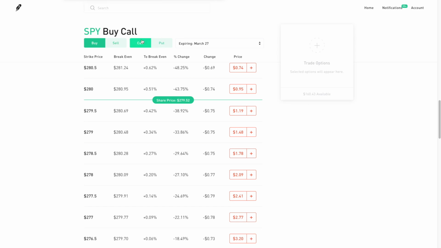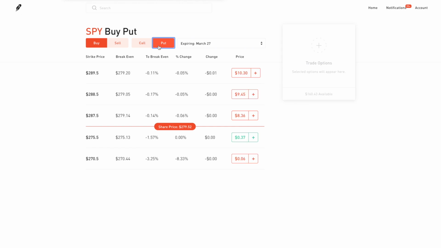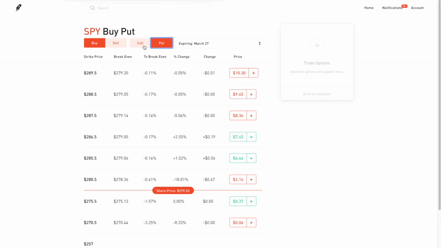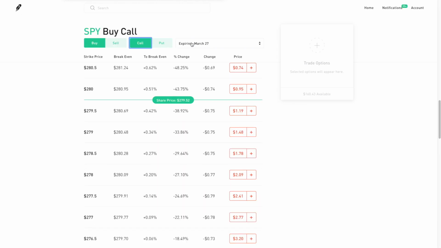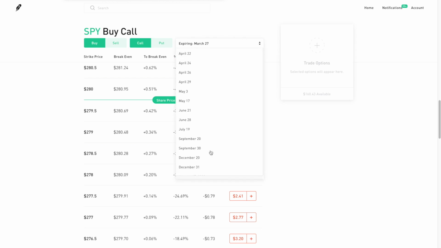And then there are calls and puts. Remember, we've already explained what calls and puts are. Calls are a bullish stance that you have towards the stock. That means you're assuming that it's going to go up. In this case, it would be the entire market because it's the S&P 500. A put, on the other hand, means that you are bearish on that position. And then to the right of that, you can see that it says expiring, and then it gives you a list of different expiration dates.